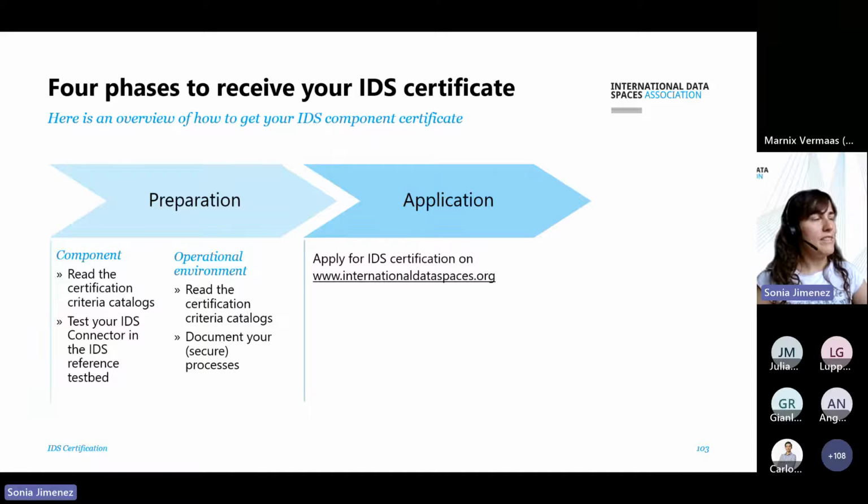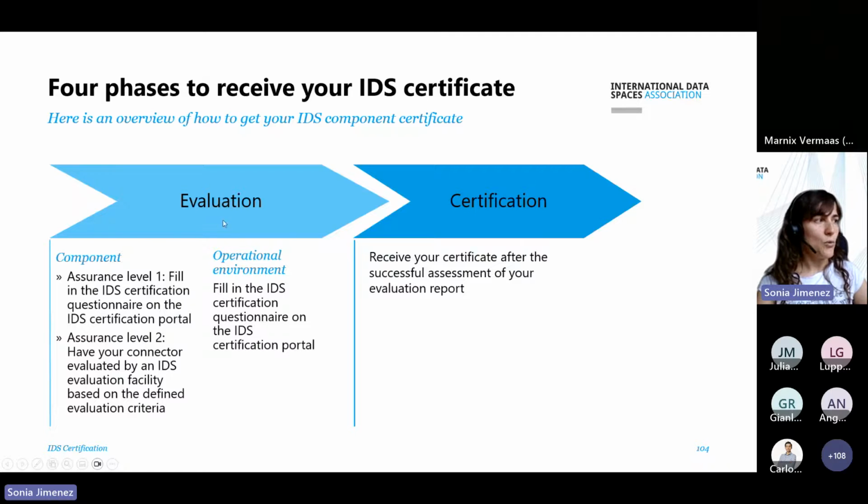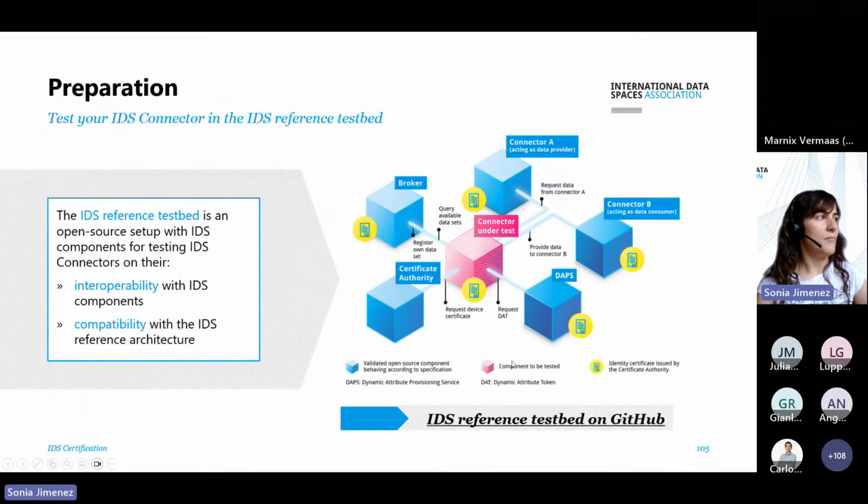This is the overview of the phases to get certified. First, the most important thing is to get prepared. Read the criteria catalogs, either for components or for the operational environment, and in the case of components, test them in our testbed. Then when everything's fine, documents reviewed and all tests conducted, you can apply on our website for certification. The evaluation will be conducted either as a self-assessment in the portal for assurance level 1, or for assurance level 2 by an evaluation facility. When everything is reviewed and the results are fine, you will get certified.